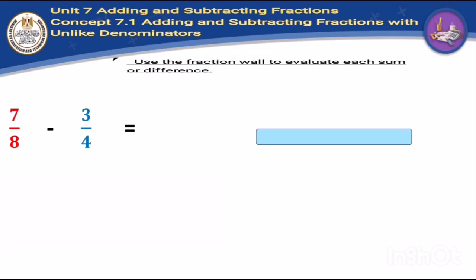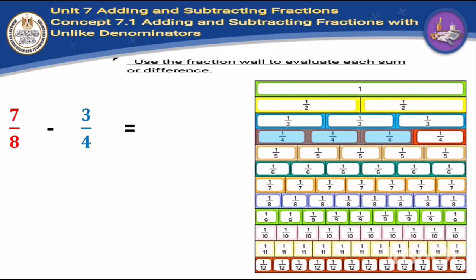Okay, here is another question. 7 over 8 minus 3 over 4. We will use the fraction wall. Let's highlight 3 over 4. 3 over 4 equals how many eighths? I want to choose the common denominator. The denominator here is 8 and the denominator here is 4. Let's see together. 1, 2, 3, 4, 5, 6. 6 eighths. If we change 3 fourths to 6 eighths, 7 eighths minus 6 eighths equals 1 eighth.